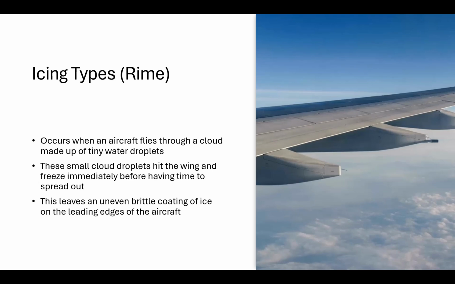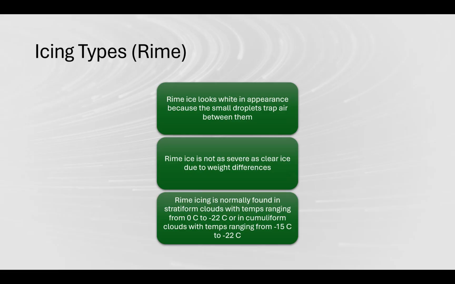And this will leave an uneven, brittle coating of ice on the leading edges of the aircraft, which again is going to add weight. It's going to increase the drag of the aircraft, and it's really going to hinder the engine's performance. Now, what does rime ice look like? It looks white in appearance because these small droplets trap air between them. It's not as severe as clear ice. We'll talk about clear ice here in a moment. But rime ice is not as severe as clear ice due to weight differences between the two.